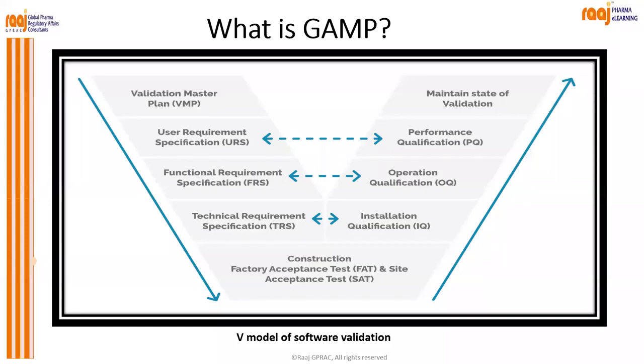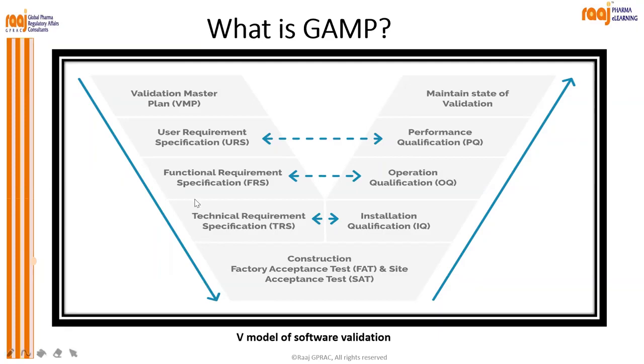Then, when it is transported to the manufacturing site, installation qualification, operation qualification, and performance qualification become necessary. So at the manufacturing site, this IQ, OQ, PQ becomes very important. And you have to maintain this state of validation. Sometimes a requalification, revalidation plan should be in place. So I hope you understood this V model of the software validation.